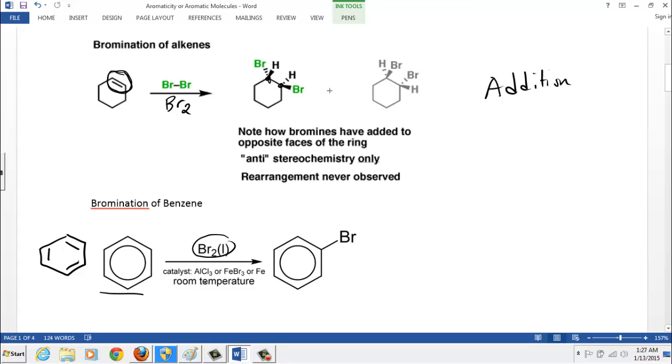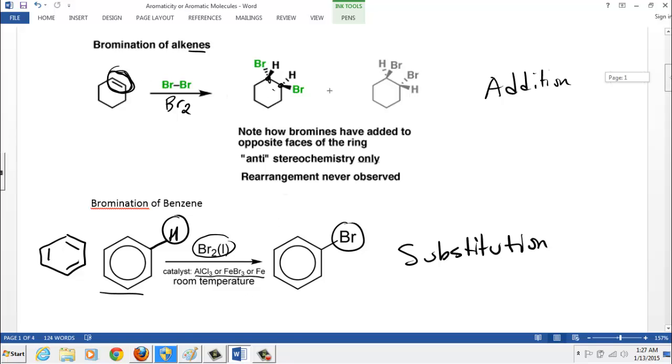With the catalyst, there's some choices of catalyst right here. Br2 reacts with benzene and you get bromobenzene, but it's a substitution reaction. One of the hydrogen atoms on the ring is substituted with bromine, and all 3 double bonds survive the reaction. Unlike with alkenes, the double bond goes away. Not for benzene, not for aromatic molecules.